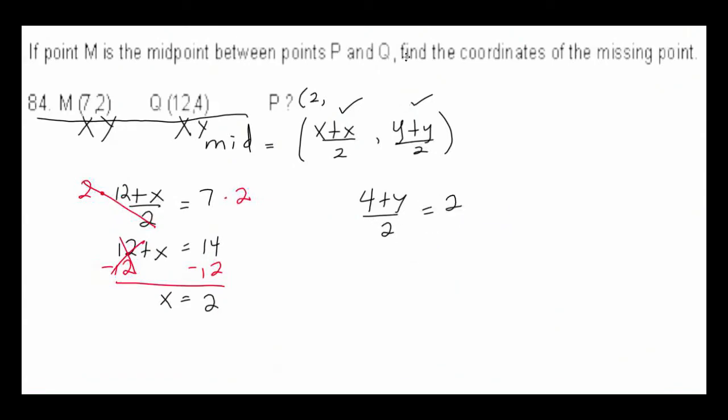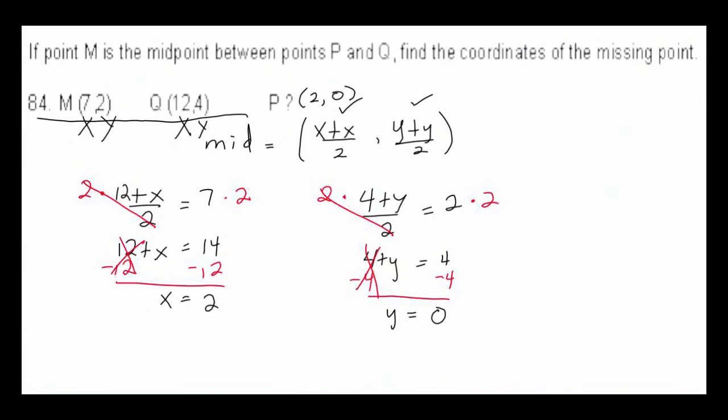We have to divide by 2 in the problem, so we're going to multiply by 2 to get rid of it. 2 over 2 cancels, and I'm left with 4 plus y equals 4. I've got to get the y by itself, so I'm going to do the opposite, which is a negative 4 on both sides. This is 7th grade math here. You learned how to solve these equations. So y equals 4 minus 4, which is 0. So my new point is 2, 0.